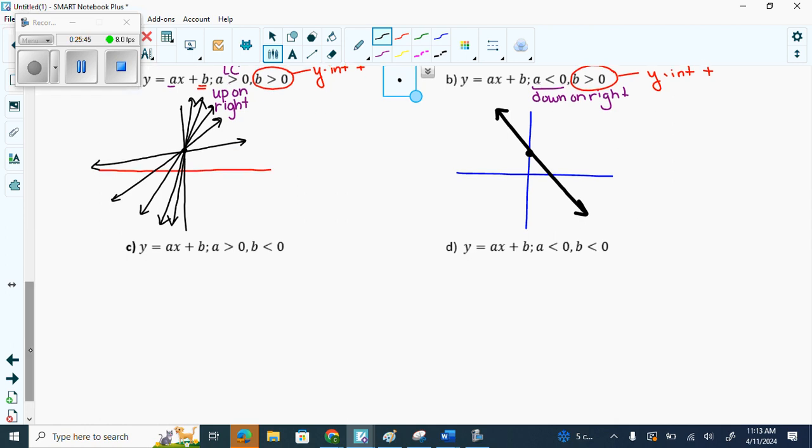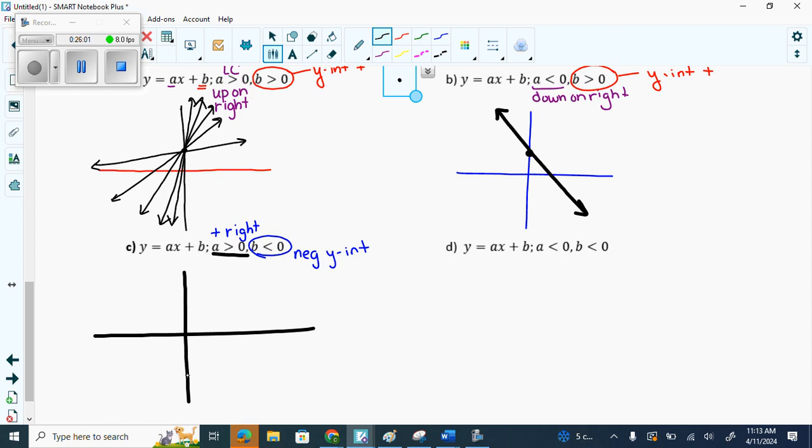The next one, this is positive on right, and this is negative y-intercept. So we need a negative y-intercept. Boom. There, I just literally put my point. People are like, how do you pick it? I just took my pen and I said it has to be below y, and I tapped the board. That's literally my thought process in that y-intercept. Okay? Don't overthink it. And then I have to be up on the right.